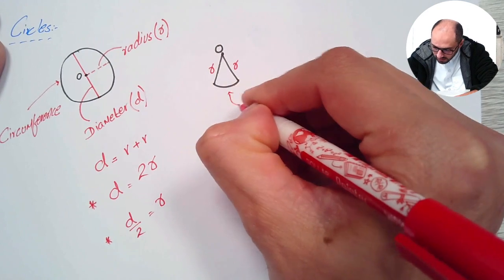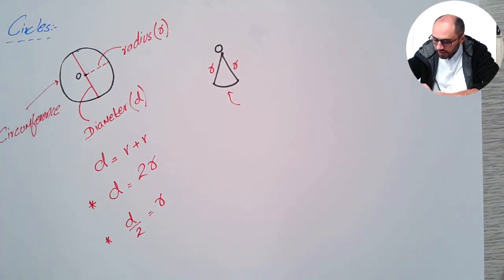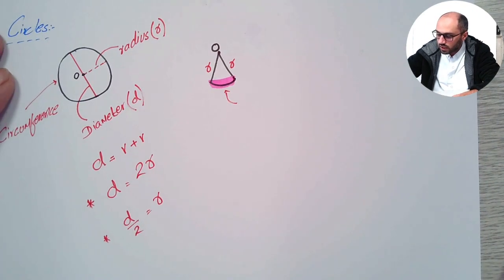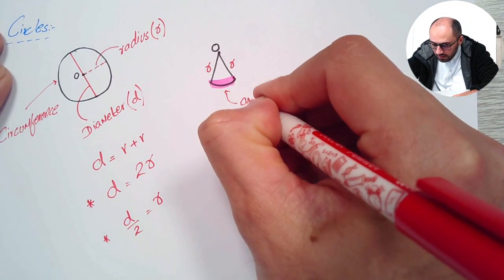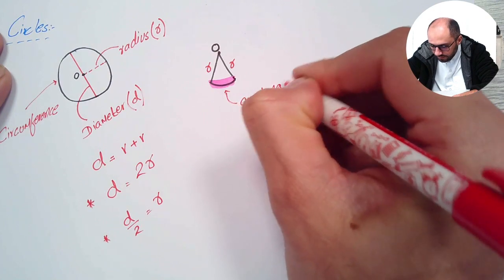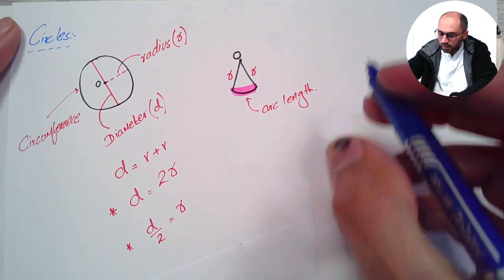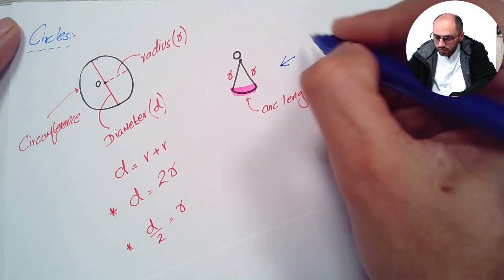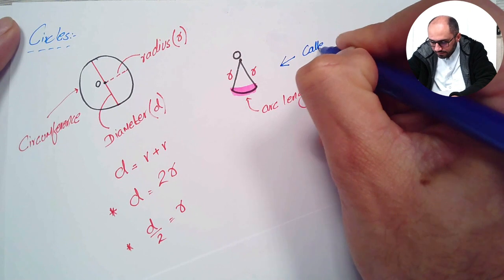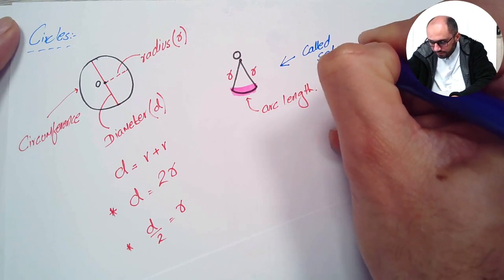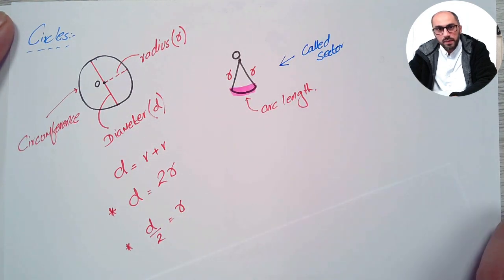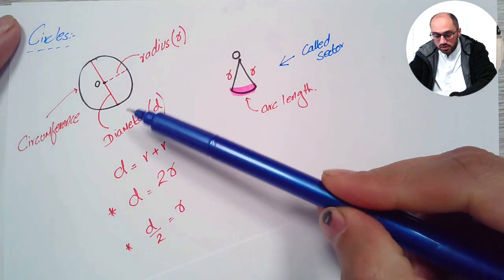This length, the boundary here, has a special name now. It is not called circumference anymore. It will now be called arc length. This shape, which is a portion of a circle, is called a sector. So you need to know this piece of information to describe a given shape, which is either a circle or a sector.